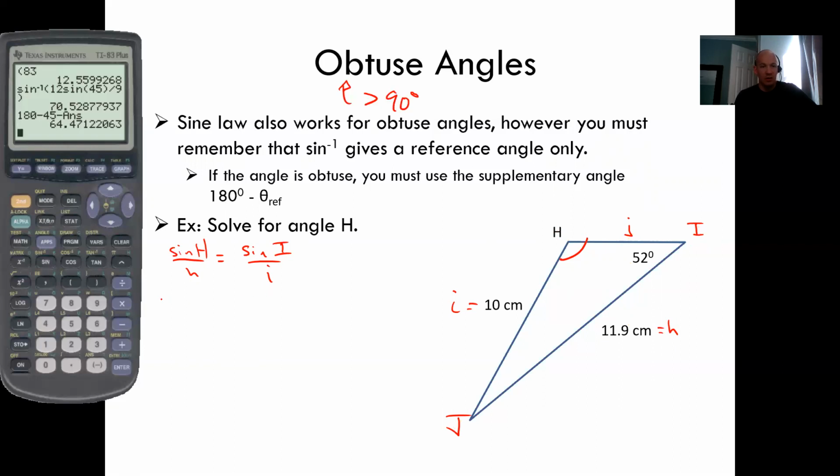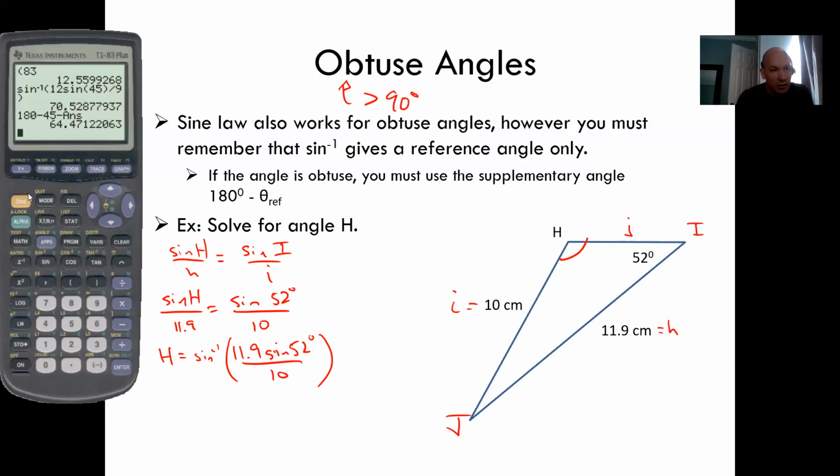Okay, so the way we're going to do this is we're going to write sine of H over side h, which is 11.9, equals sine of 52 over side i, which is 10. So solving this is pretty easy. I'm not going to show all the work here. I'm just going to multiply both sides by 11.9, and inverse sine. So I'm going to go 11.9 times sine of 52, over 10, and then I inverse sine. So I'm just doing all my steps together as one. And if you like to do that, that's perfectly acceptable.